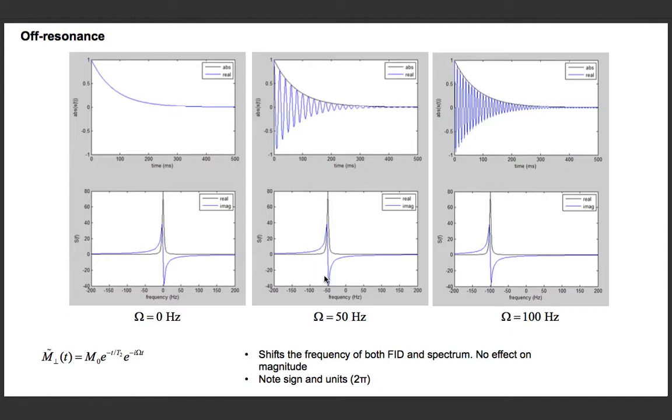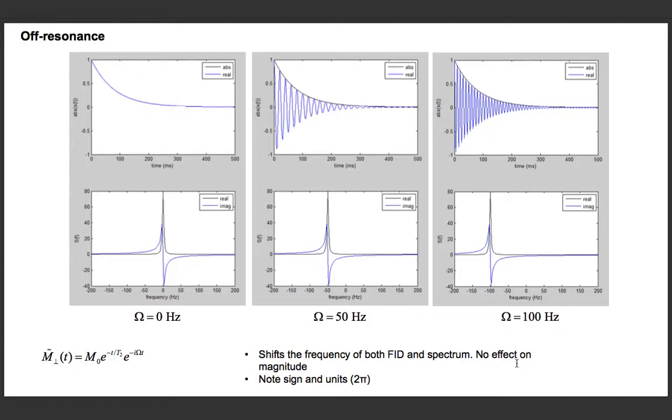So here it's at 0 hertz, here it's at, well, minus 50 hertz, there could be a sign error there. Here it's at 100 hertz off resonance. And it looks the same, the shape of the curves stays the same, they just shift horizontally in the frequency domain. In the time domain, it changes the frequency of the complex sinusoid that's modulated by the exponential decay on top. The exponential decay on top doesn't change, it's just the frequency of the sinusoid. I think that's all I want to say about that one.